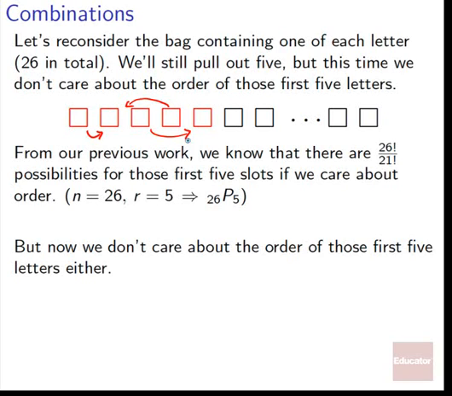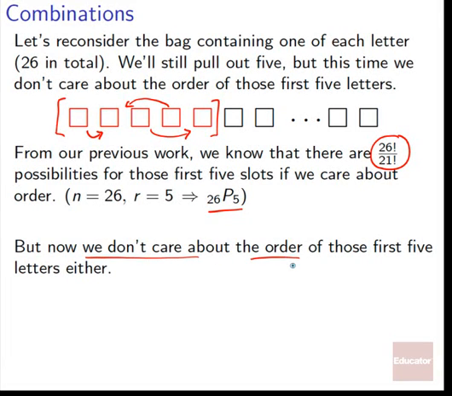Now, from our previous work, we know that there are 26 factorial over 21 factorial possibilities for those first five slots if we care about order. That's what we figured out with nPr, right? 26 for n, r equals 5, because we're choosing from 26 objects, we're pulling out 5 and we care about order, so 26P5. Gets us 26 factorial divided by 26 minus 5 factorial, or 21 factorial. So that gets us how many ways we can have 5 letters at the front if we care about order. But we don't care about order.